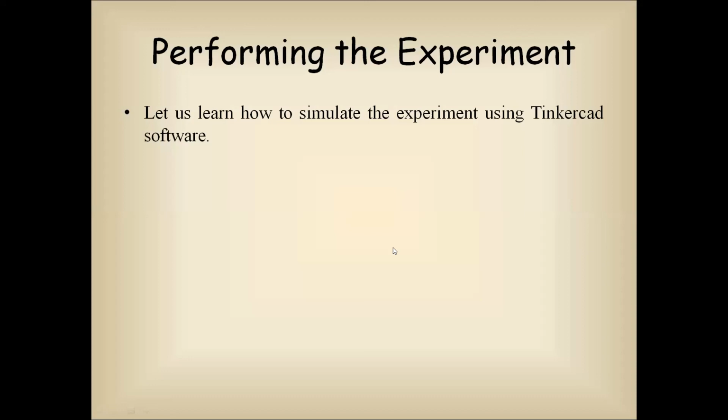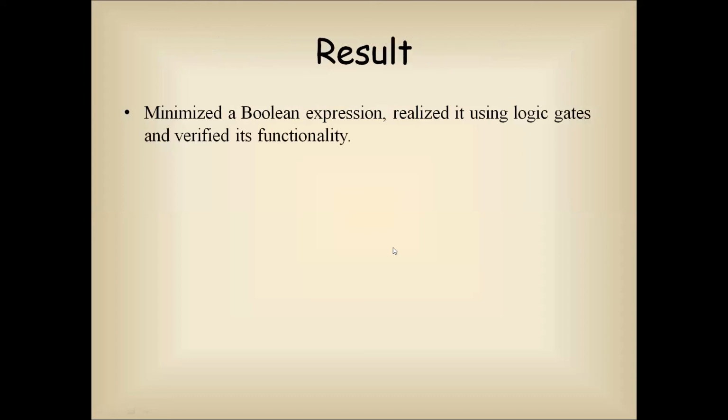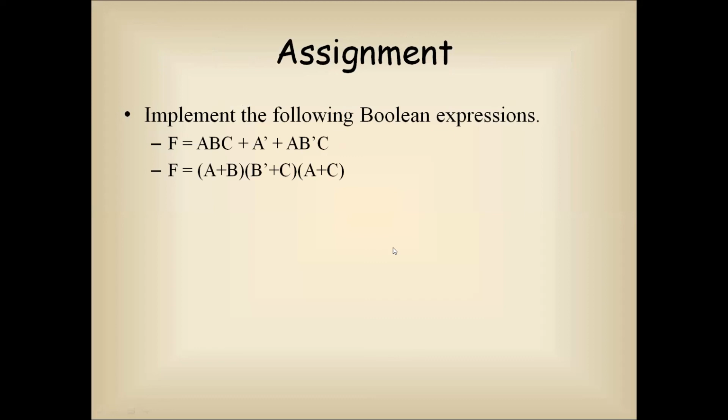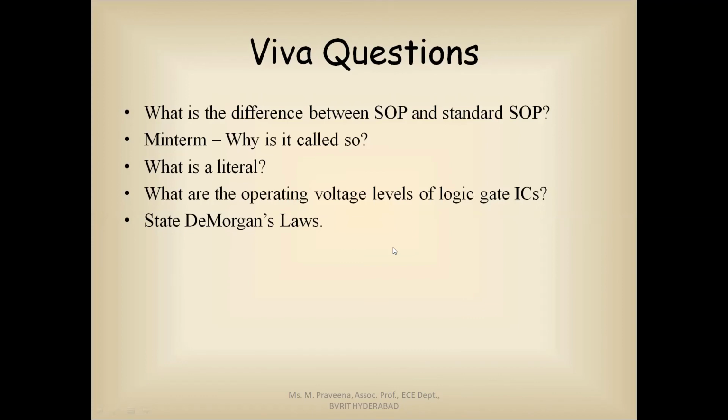What is the learning from this experiment? We have learned how to minimize a Boolean expression using Boolean laws, realize that expression using logic gates, and verify its functionality. As I have told before, the assignment would be that you need to implement the following 2 Boolean expressions. Before implementing them, simplify the expression and then implement it. I need an optimized implementation of this particular Boolean expression. And here are some Viva questions which will be helpful to you for the Viva session of this lab and also for your placement interviews.